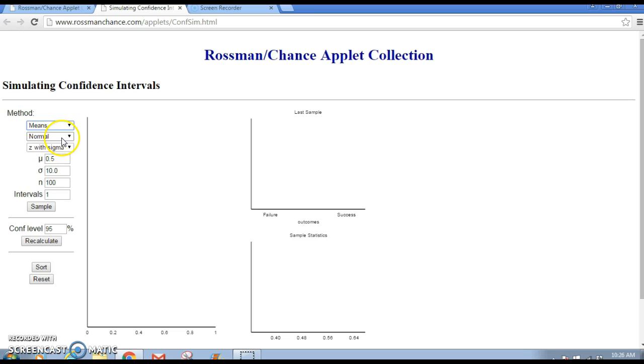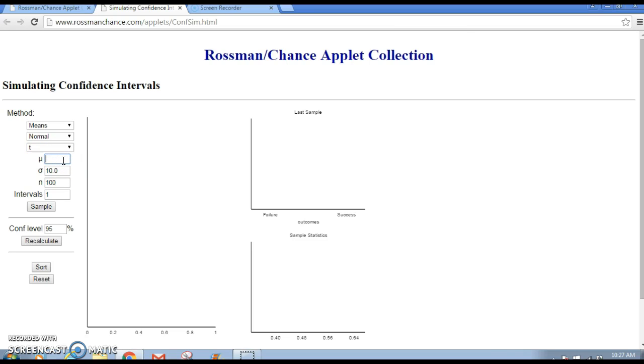I'm going to sample from a normal population. And typically, when we make confidence intervals with means, we use a t instead of a z. Most of the time, as you know, we don't know sigma. And if we're going to use a z with our sample standard deviation of s, then we know that the t provides better estimates. So I'm going to use a t distribution for my confidence intervals.